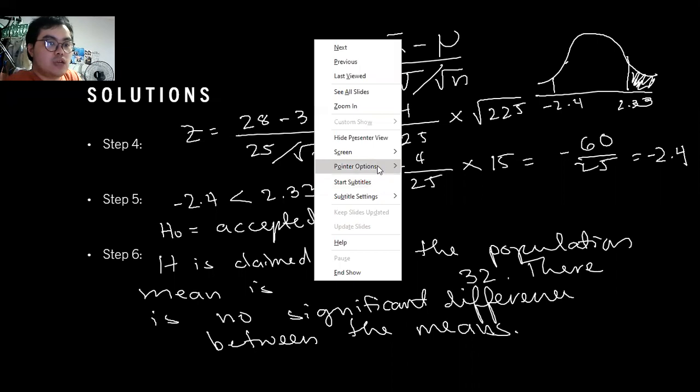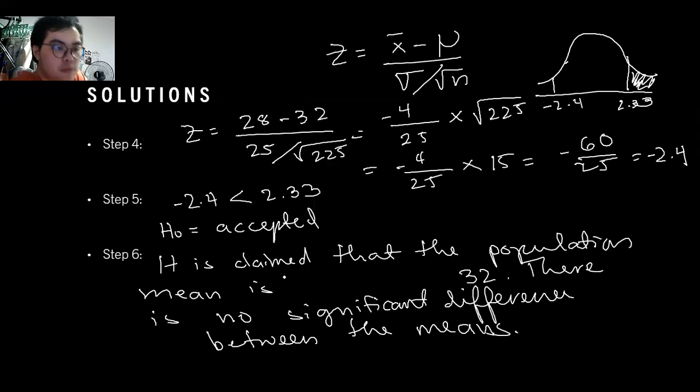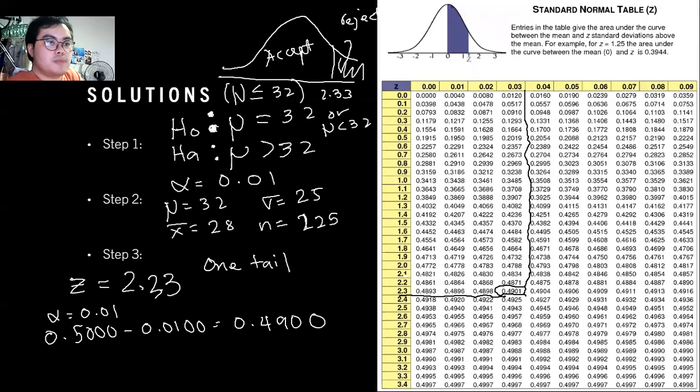So pwede less than or pwede equal. So either sa dalawang to is less than or equal to. So much better po kung equal na lang siya para hindi kayo malito.